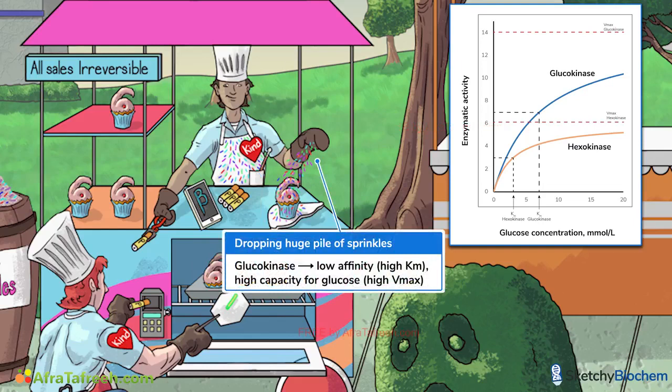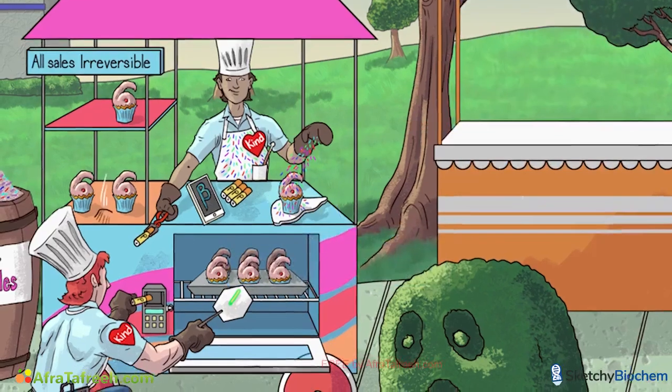See the glucokinase vendor adding many non-stick sprinkles to the cupcake? That's because glucokinase has a low affinity for glucose, and it can bind to many glucose molecules before getting saturated. You should know that glucokinase is predominantly active when glucose concentrations are high, i.e. after eating a large meal.